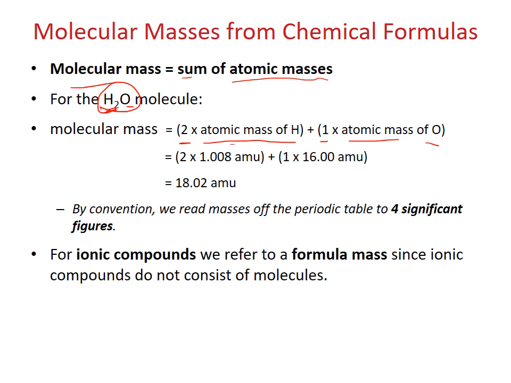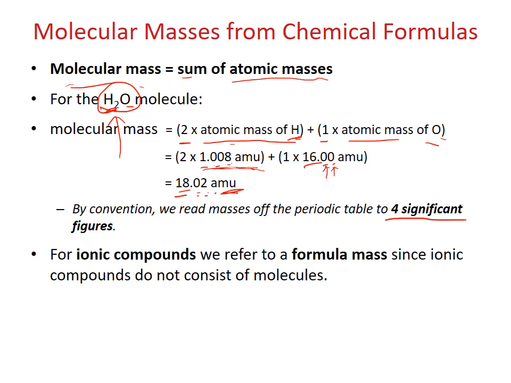So the atomic mass of hydrogen can be found from the periodic table: 1.008 atomic mass units. Note that we read atomic mass with 4 significant figures, so 1.008. Oxygen is 16.00. These zeros are significant figures. By doing that, we get 18.02 atomic mass units. So the mass of one water molecule is 18.02 atomic mass units. This is a molecule, and the mass of a molecule is called molecular mass.